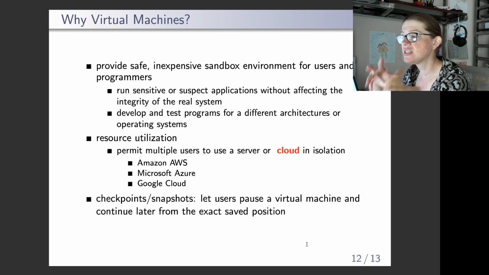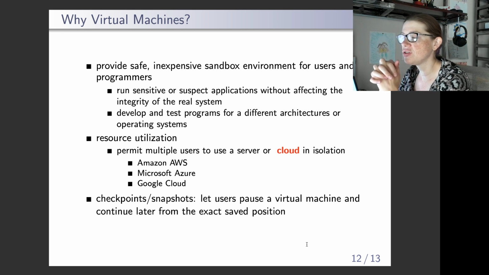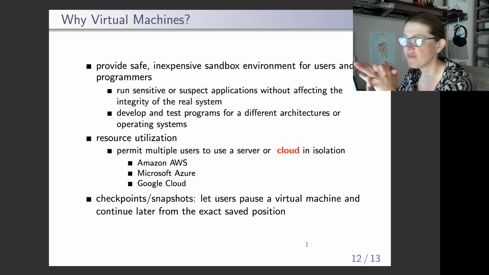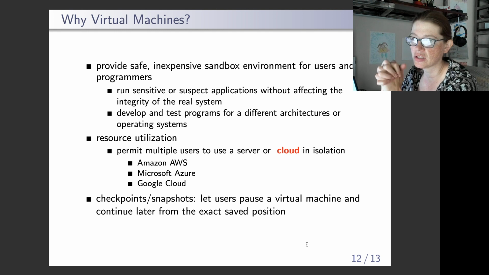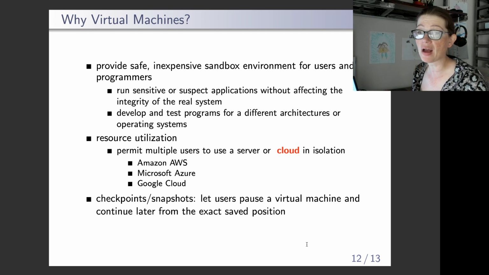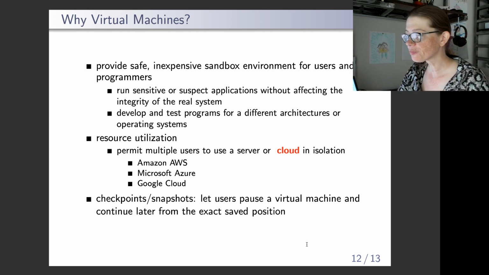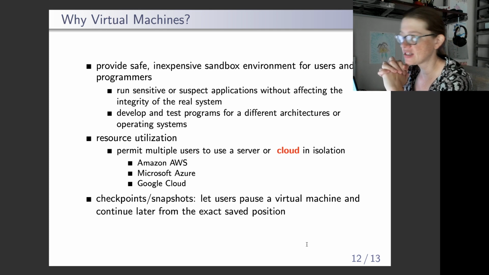Amazon and Google are using VMs to create sandbox environments for users. We want to be able to test and develop programs for other architectures without actually having that physically in front of you, and we want to be able to run sensitive or suspect applications. Or maybe you want to have fun. For me, I once kept a Windows 3.1 VM around because I liked Windows 3.1 games. You can't install Windows 3.1 and expect it to run on an Intel i9. That seems kind of silly. So this does provide you a nice sandbox environment.